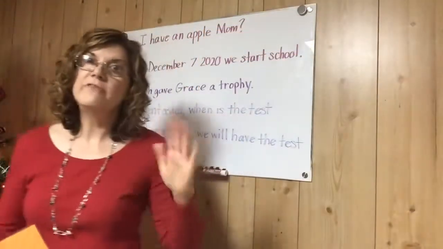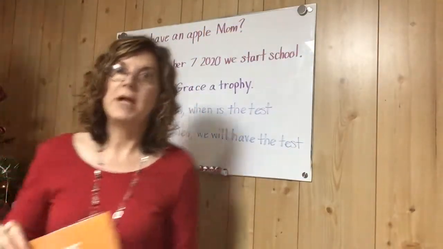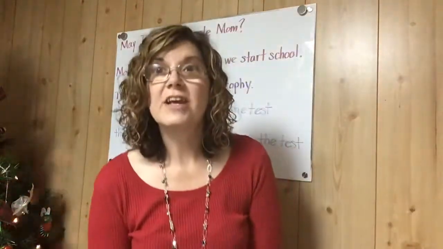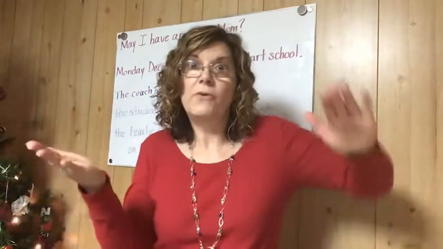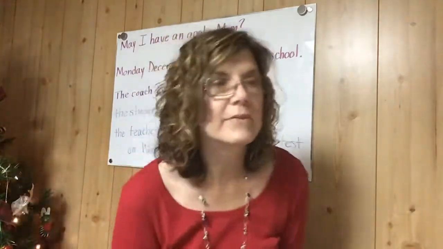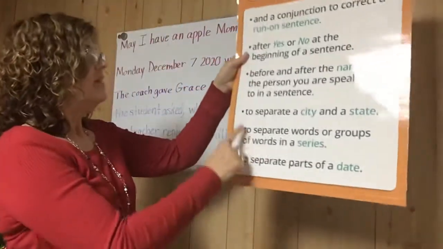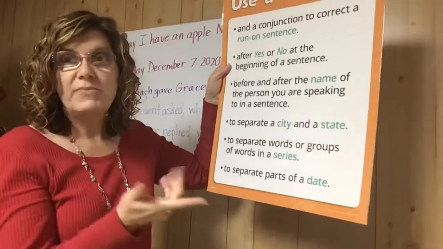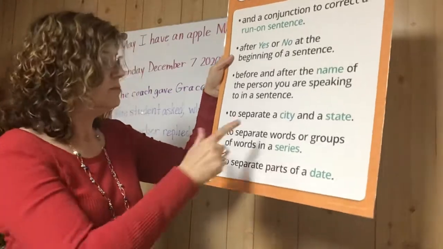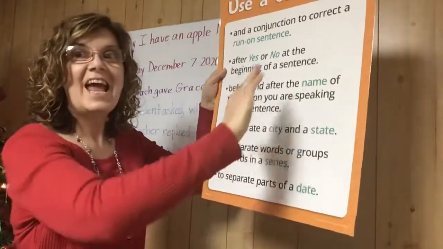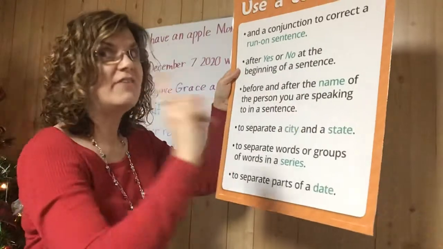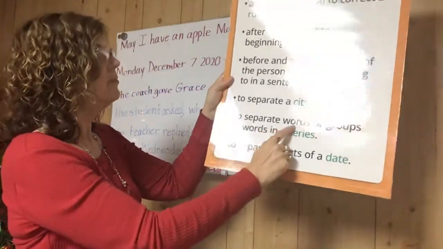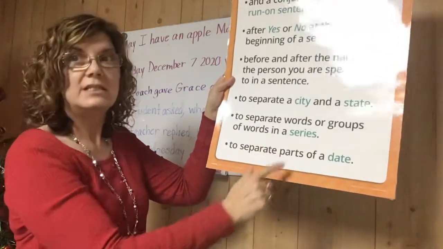So remember, if you say their name first, the comma goes after their name. If you say their name last, the comma goes before their name. And if you say their name somewhere in the middle, the comma goes before and after their name. Okay? Then you're going to use a comma to separate a city and a state. That's not the whole rule though, is it? You separate the city from the state and after the state too, if it's not at the end of the sentence.